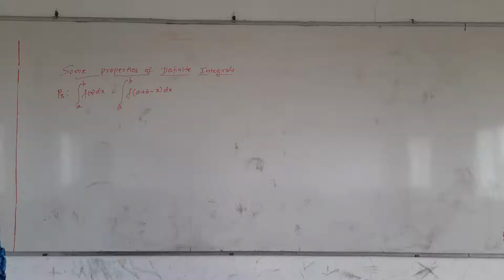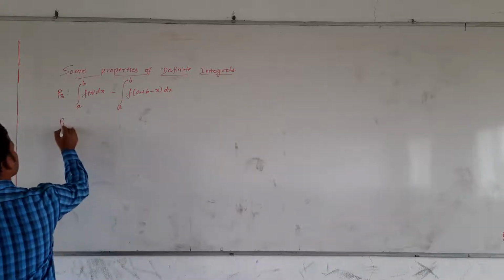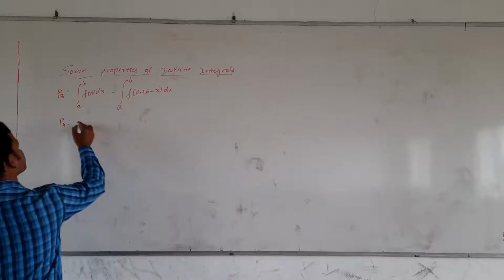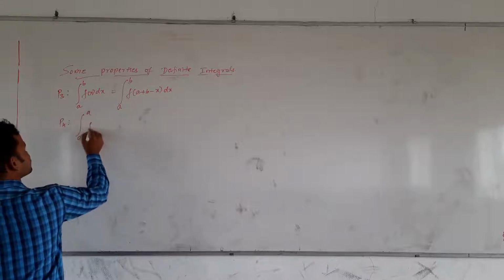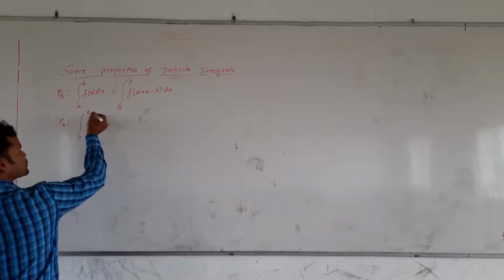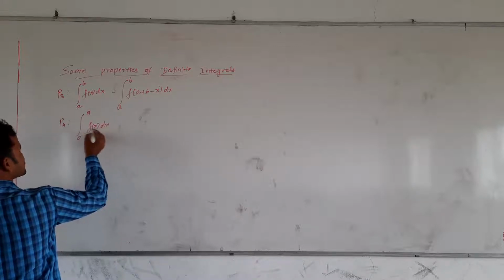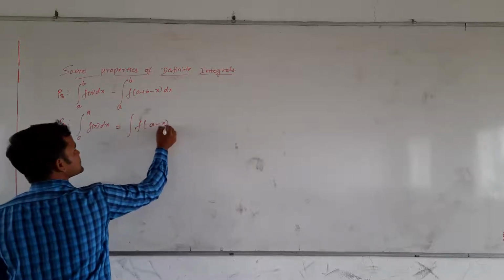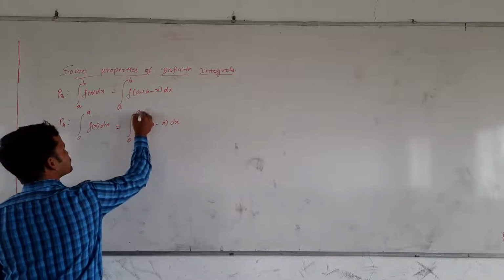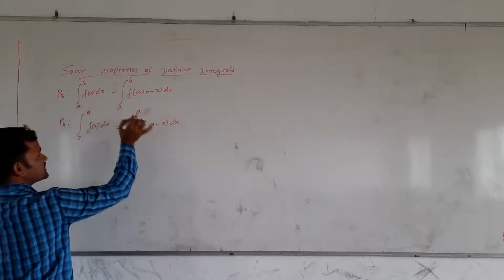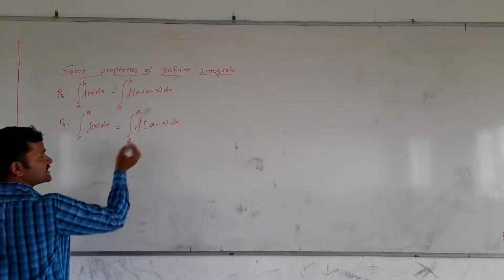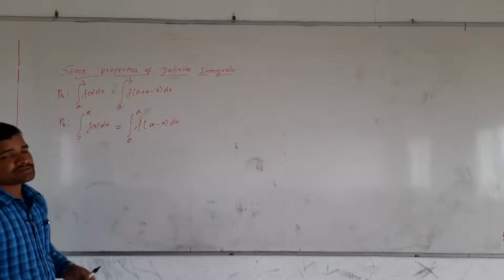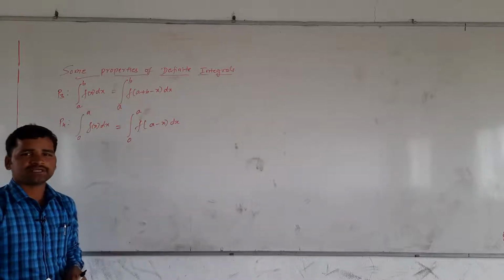Now, coming to the property P4. Property P4 is a particular case of property P3, but it is named as another property. So, integration of f of x with respect to x from 0 to a is integration of f of a minus x with respect to x from 0 to a. Here also a to b, that is fixed. A plus b minus x, here it is a minus x. In place of the lower limit, 0 is there. It is same as property P3 only, but it is named as property P4.